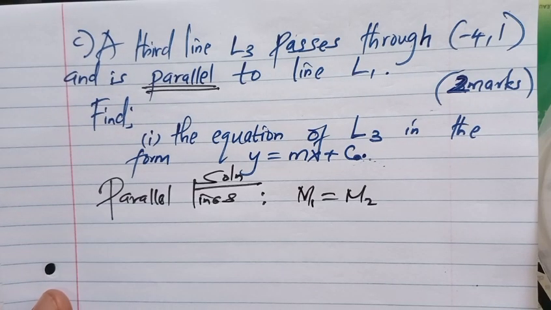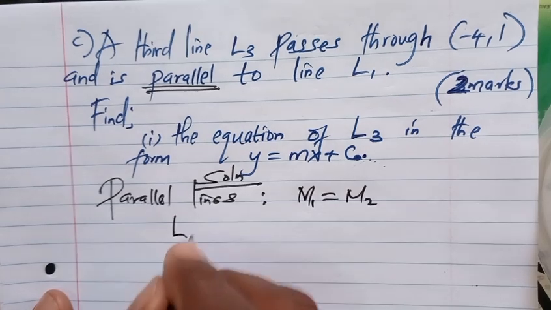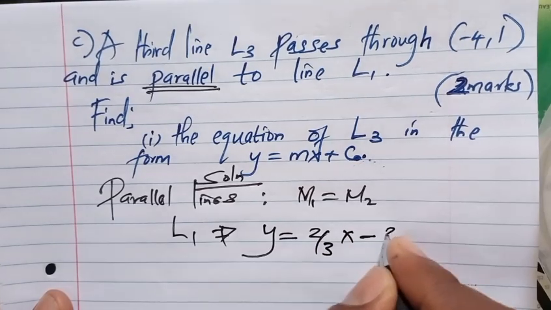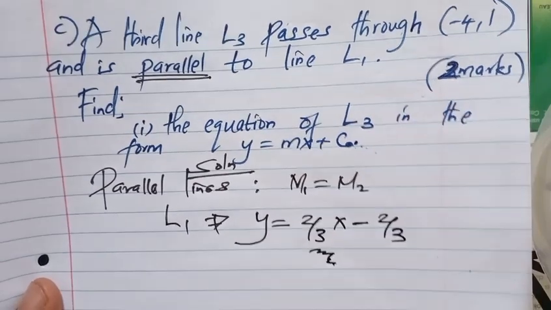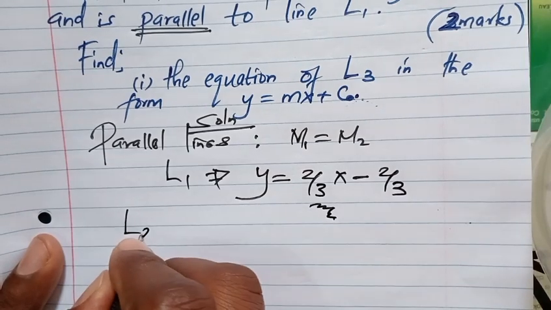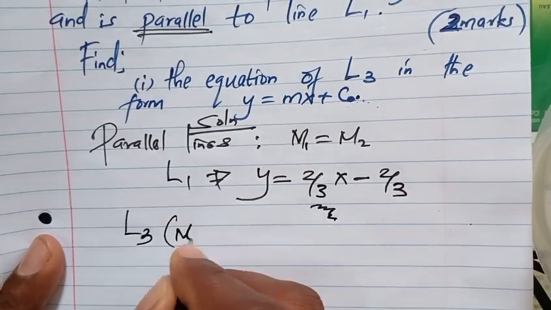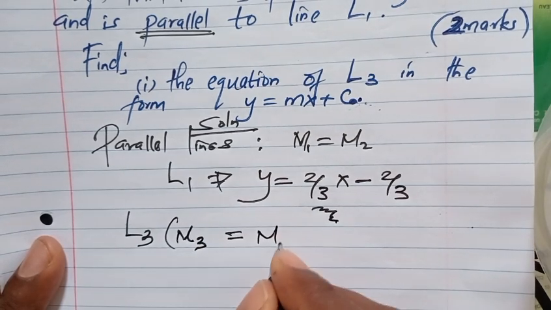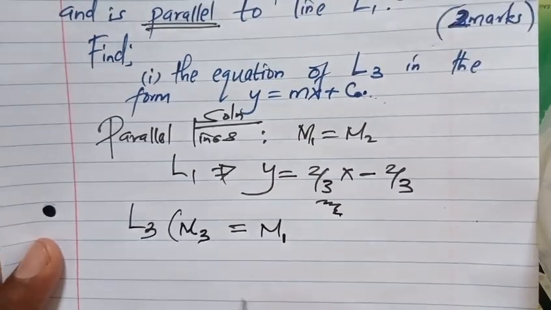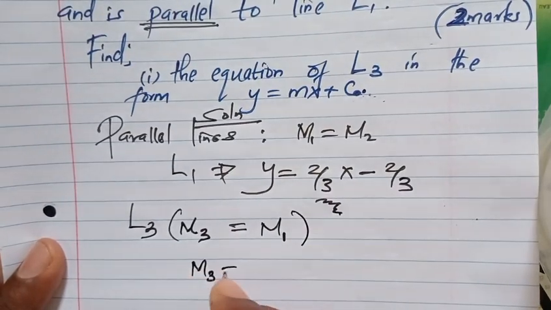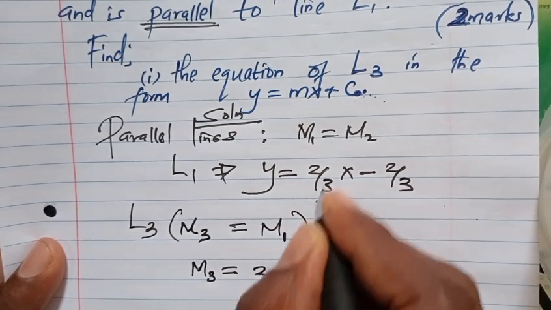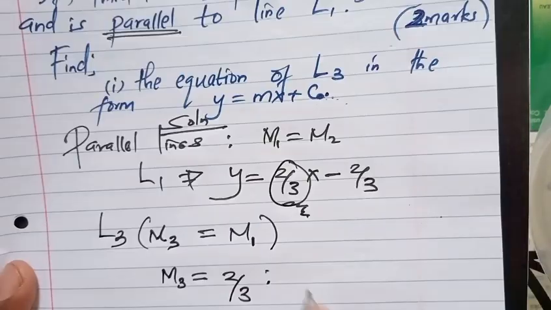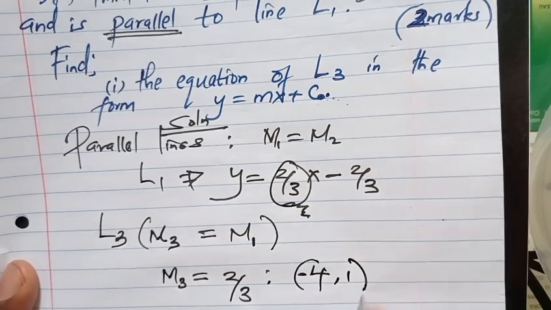Again, we write the equation of the first line, which is L1. We shall say y is equals to 2 over 3x minus 2 over 3. The reason is we want to extract the gradient. L3's gradient, what we are calling M3, will be equivalent to M1. So the gradient, which we are calling M3, shall be 2 over 3, this one here. We have the gradient and it passes through (-4, 1). We just write it, (-4, 1).